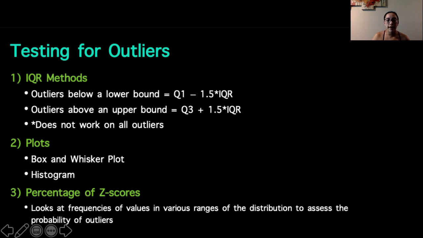We can also look at the percentage of z-scores. This looks at frequencies of values in various ranges of the distribution to assess the probability of outliers. I don't think we really need to touch on this one in this class, but I just wanted to present it because it is another way you can assess if you have outliers or not.